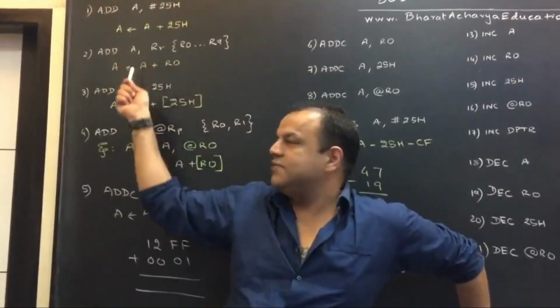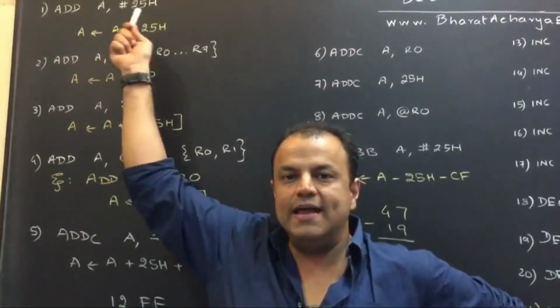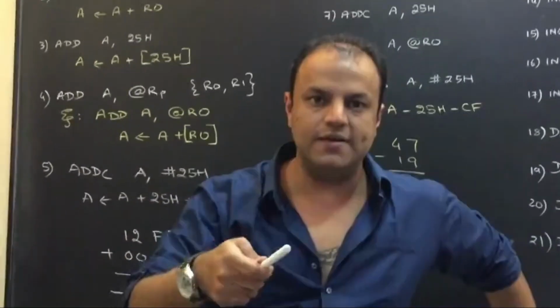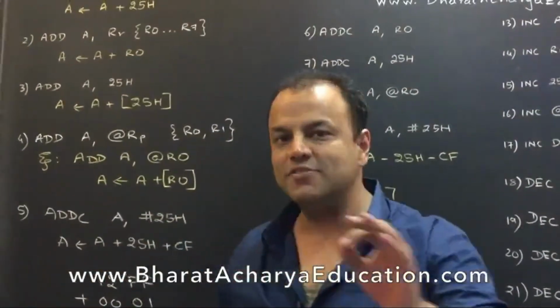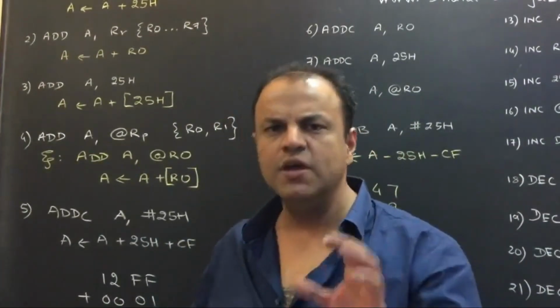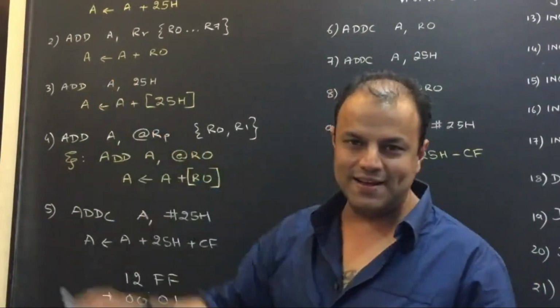So add. Now there are several types of add. Add A with a register. This was add A with a number. This is add A with a register. So you're adding the value of A register with some other register. Now which register can this be? Anything from R0 to R7. I'm sure you know the registers of 8051. There are 32 registers divided into 4 banks. So it can be any of those registers. So add A with a register. The result will be stored back in A register.